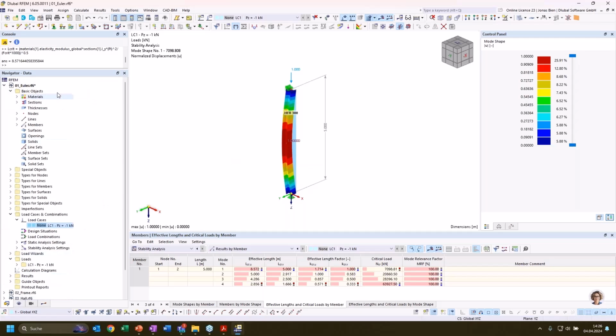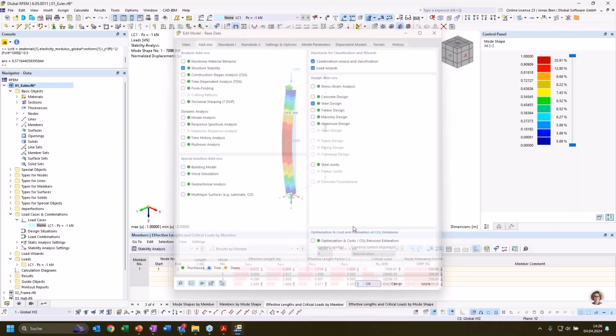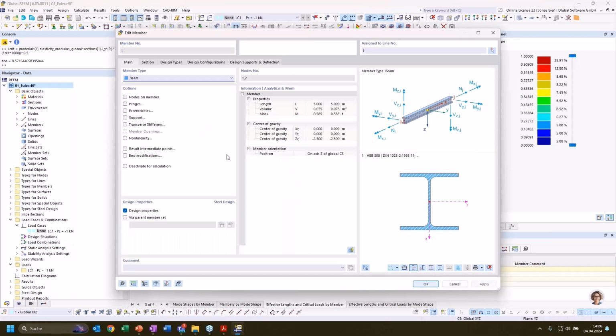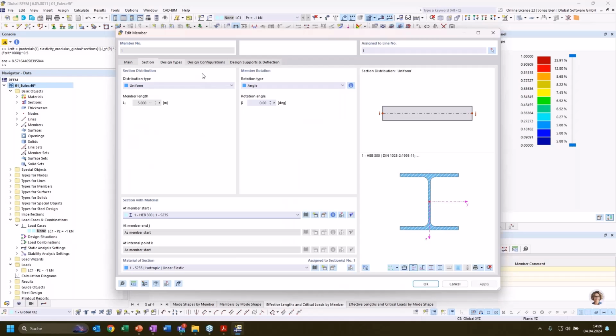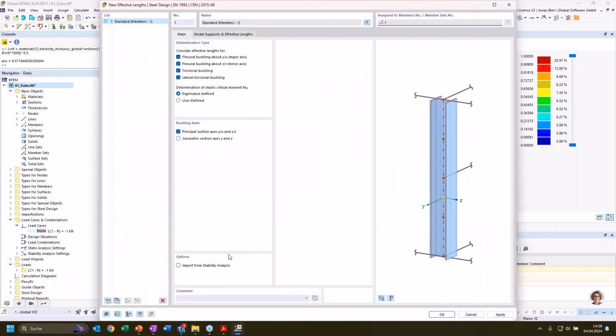Then one thing I want to show, we can directly import these buckling lengths into our design add-on. So if I want to design this column here with our steel design add-on, and I want to do it with the equivalent member method, I have to assign these effective lengths. And here I have the option to import the buckling length from the stability analysis.